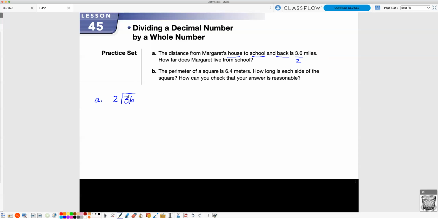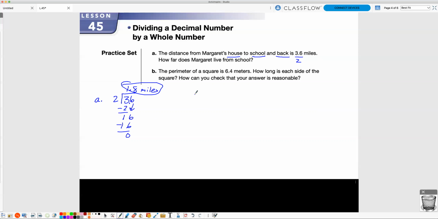So you have 3 divided by 2, which is 1. 2 times 1 is that. Subtract it, bring this down. This would be 16 divided by 2. Remember, the decimal comes straight up in the answer. 16 divided by 2 is 8. 8 times 2 is 16. There's nothing left over. So the answer would be 1 8/10 miles from school is how far Margaret lives.